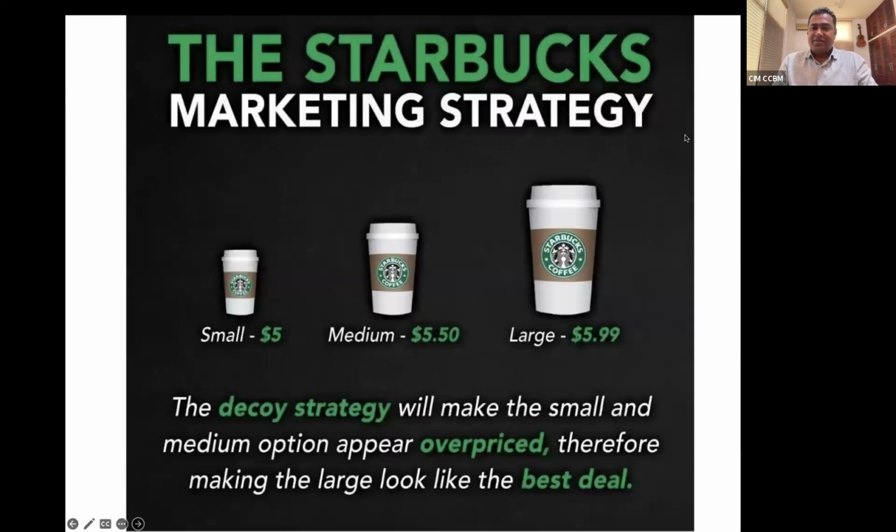This is an example to show you how price can also be used to deceive in marketing, right? This is, they say, the interesting pricing strategy used by Starbucks. So you can see when you go to Starbucks, right, you can see the price of a small cup of coffee for $5, medium $5.50, and large $5.99. So the strategy here will make the large Starbucks look very, very attractive, because for $1 more, look at the size of extra coffee you're getting.